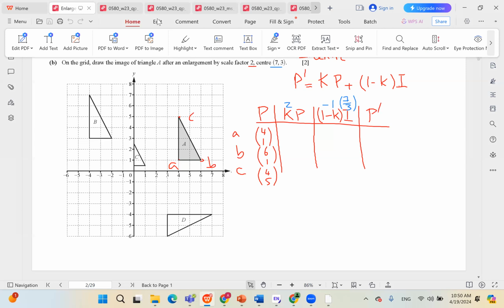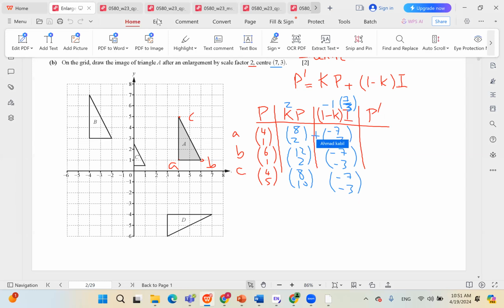So KP is simply 2 times P. So we're just going to multiply here by 2. So we have 8, 2. And we have 12, 2. And we have 8, 10. For 1 minus K and I, of course, this is not 7 over 3. This is a vector, 7, 3. So it's just going to be -7, -3. And this is the same everywhere. I'm just writing it 3 times so that I can add the vectors easily.